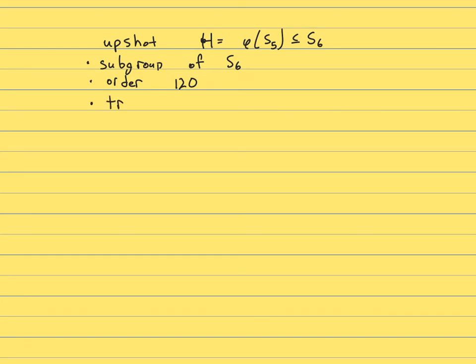So the upshot so far is if we define H to be the image of S5 under this map, it is a subgroup of S6 of order 120, and it's a transitive permutation group.